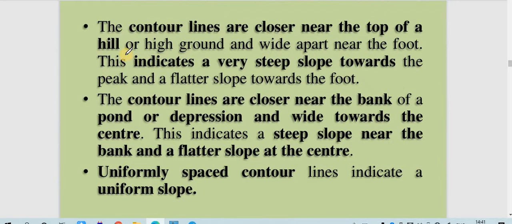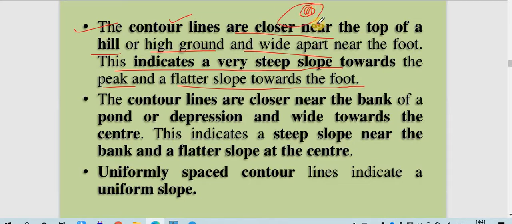Next one, the contour lines are closer near the top of a hill. So whenever there is a hill, the contour lines will be closer on high ground and wide part near the foot. This indicates a very steep slope towards the peak and a flatter slope towards the foot. So if the contour lines are closer near the top, like this, that means it is indicating a hill.